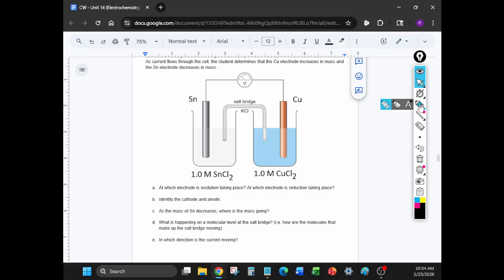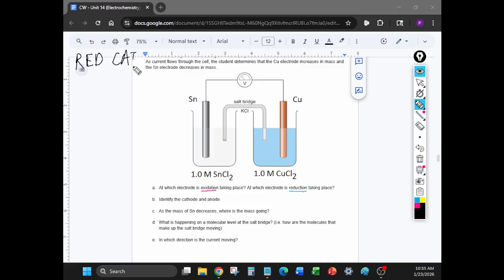All right, so part A. It asks which electrode is oxidation taking place and which electrode is reduction taking place. So we got oxidation and we got reduction. Now, I'm going to teach you guys an acronym that's going to be very helpful for these galvanic cells. It's going to be this acronym right here: red cat and an ox. Okay, red cat and an ox. What does that mean? It means that reduction happens at the cathode, and at the anode, there is oxidation. Okay, red cat and an ox. This will help you keep everything in mind.